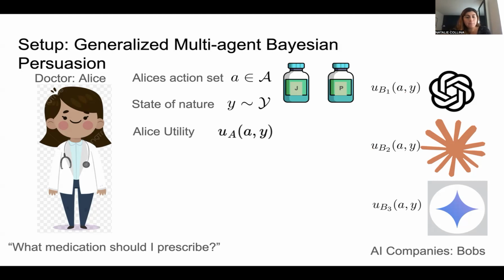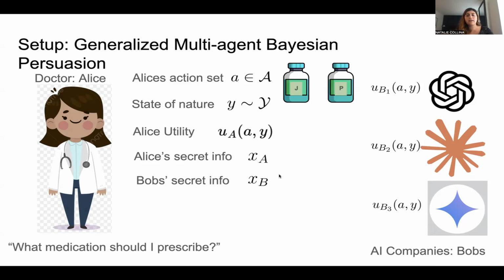But the Bobs, the companies, also have utilities. And maybe in some ways these utilities are aligned, probably even just for reputational reasons going forward, they would like to be pretty good at helping this downstream person, but they might be misaligned in other ways. So, for example, one of them might have a strong preference for the action that the doctor takes being to prescribe J&J, for example. Alice has some secret information, whatever expertise she has on the question that she's asking. And the Bobs also have some secret information.